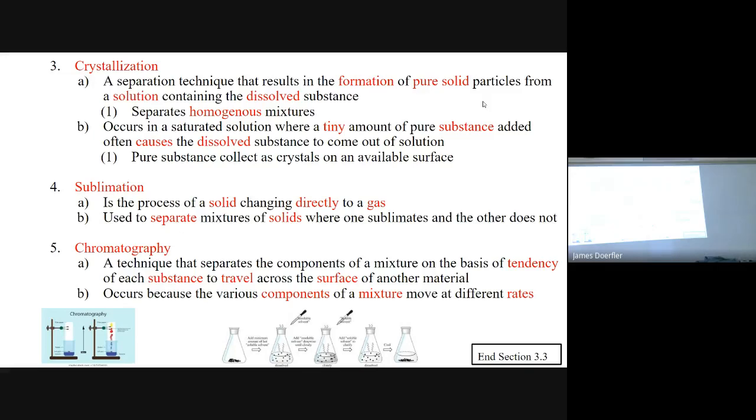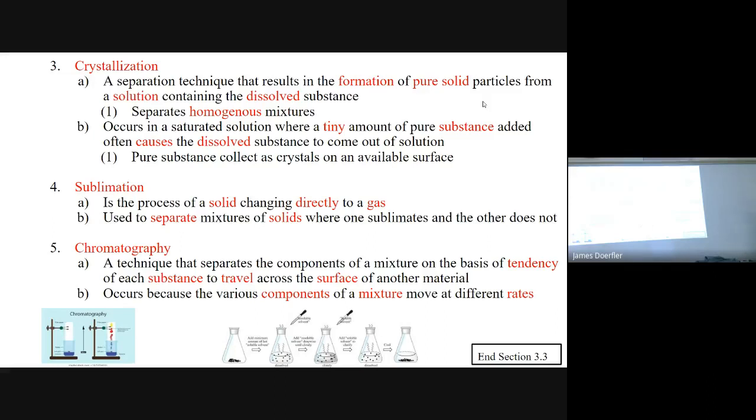Fourth process is sublimation. You go from a solid directly to a gas. You skip the liquid phase altogether. And sublimation is used to separate mixtures of solids where one sublimates and the other does not. Very common substance that does this is dry ice. It goes from solid block to gas, bypasses the liquid phase.